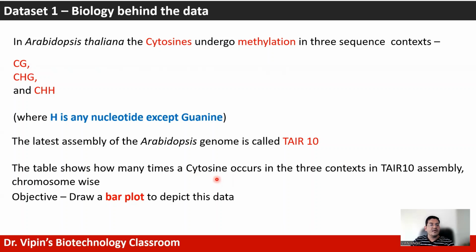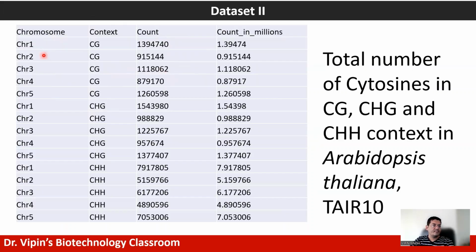We have 2 categorical variables: the chromosome number 1, 2, 3, 4, 5, and the context, CG, CHG, or CHH. Then we have 1 numerical variable, that is the number of cytosines in each of these 3 contexts in each of these chromosomes. The objective here is to draw a bar plot to depict this data.